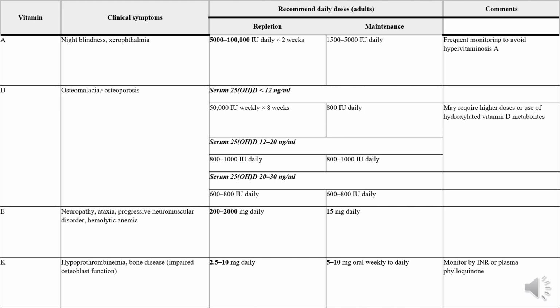For vitamin K, you may find hypoprothrombinemia, bone disease, impaired osteoblast function, and you replete by 2.5 to 10 milligram daily, and then you maintain by 5 to 10 milligram oral weekly to daily, and you should be monitoring the INR. But generally, most of the time vitamin D is the main issue, and that's what we replete.